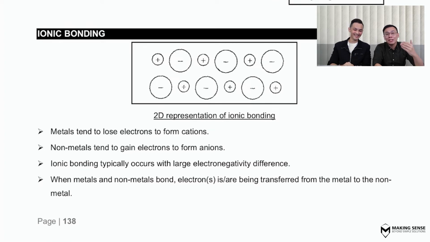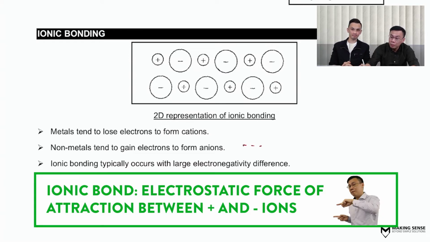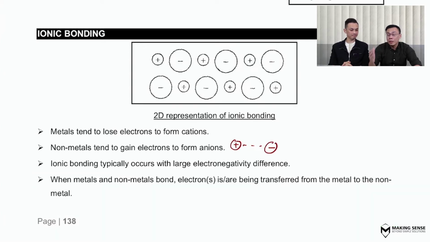All right, so sodium is a metallic element. It tends to lose electrons to achieve the stable noble gas configuration, thereby forming cations. The electrons lost are gained by the non-metallic chlorine, forming anions. And the ionic bond, therefore, is described as the electrostatic force of attraction between a positive ion and a negative ion. So we would say the ionic bond typically forms between a metal and non-metal because of a large electronegativity difference, causing the electron transfer to come from the metal to the non-metal.